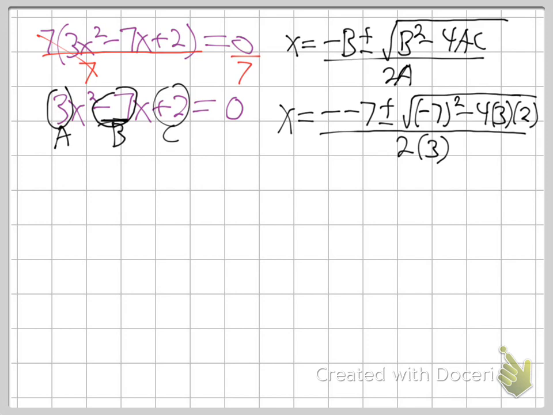Like that. All right. And so x will equal, the two negatives there is positive. So 7 plus or minus the square root of, what's that, 49 minus 48. 3 times 2 is... oh, 24.